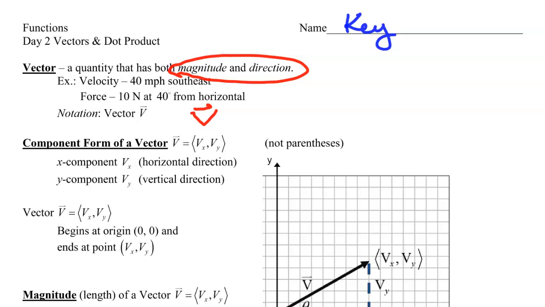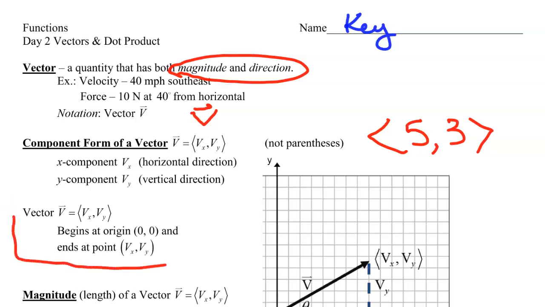A vector is made up of two components, an x component and a y component. And we use, as an example, 5, 3 with these pointy brackets. These are not parentheses. I use these pointy brackets to represent that it is a vector. So when we write things in component form as 5, 3, that means I start at the origin 0, 0, and I end at the point 5, 3, and that's where the arrowhead is at.